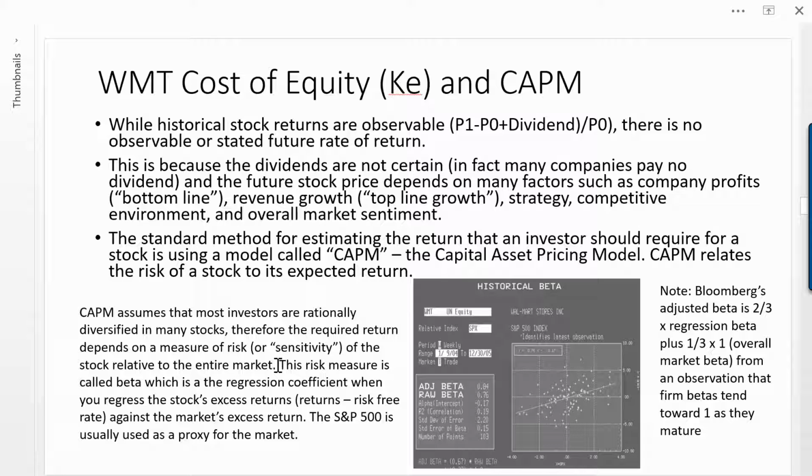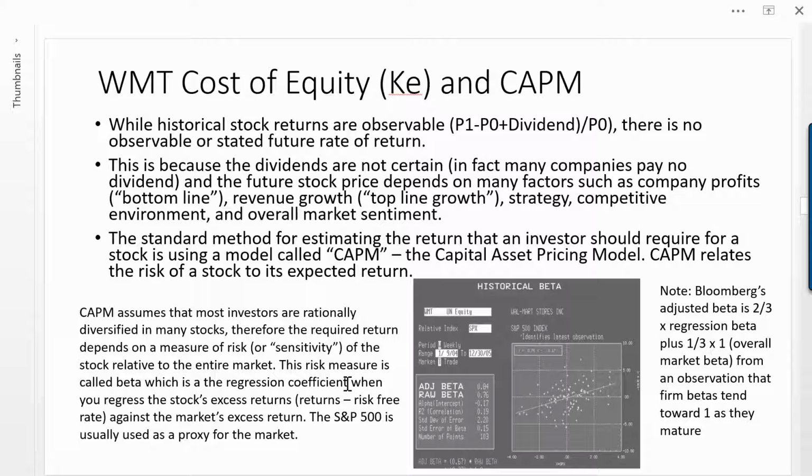Therefore, the risk measure is not necessarily just the standard deviation of a stock, but how it correlates to the overall market, because each investor basically holds the overall market portfolio. Now, this risk measure is called beta, which is a regression coefficient when you regress a stock's excess returns, that means, say, Walmart's return minus the risk-free rate, against the market's excess returns. Now, when we talk about the market, even though there's maybe 5 to 10,000 stocks in the U.S., we generally use the S&P 500 as a proxy for the overall market.